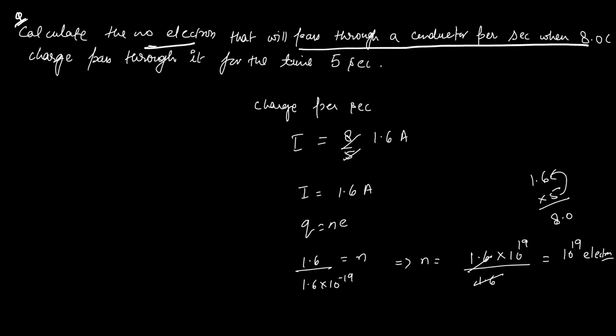So here is how we are able to find the number of electrons that can pass through a conductor per second. Time is per second, means time is 1 second. When 8 Coulomb charge passes through it for 5 seconds. So what is given to you? You need to calculate the number of electrons when the charge is 8 Coulomb, and total 8 Coulomb charge passes for 5 seconds. Time is 5 seconds.